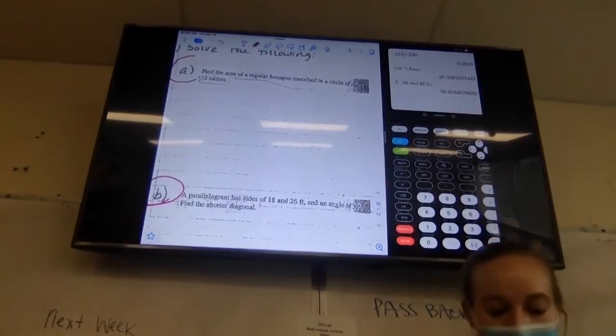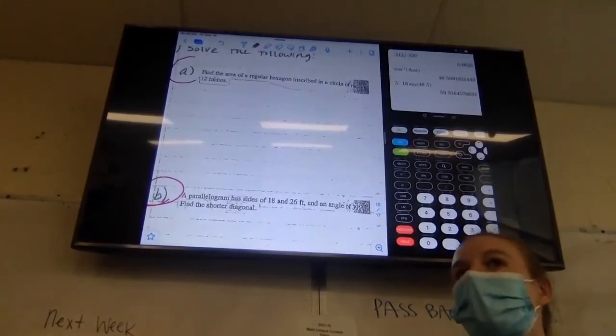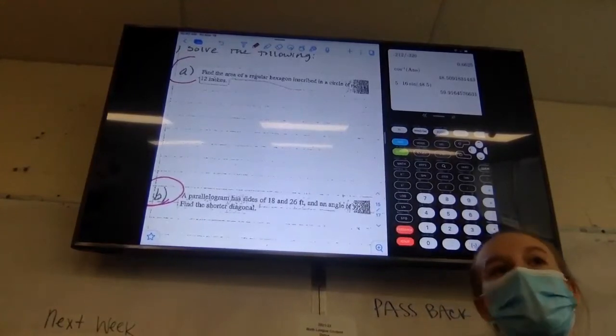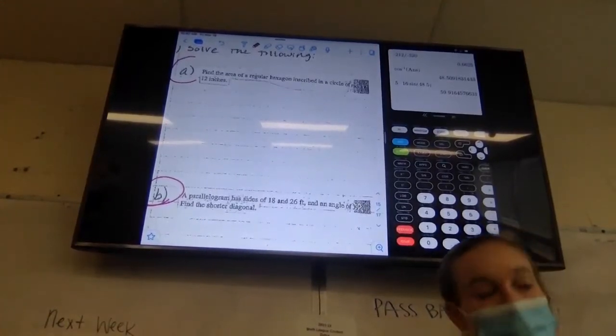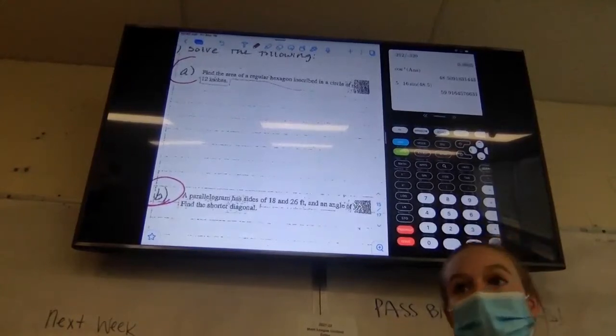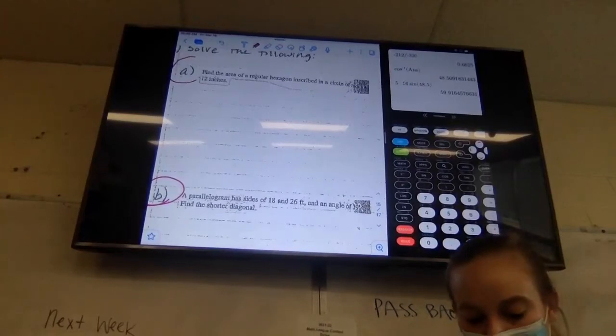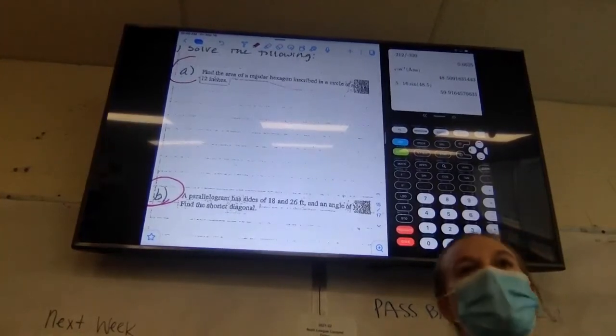Okay. So I've got 3 problems, and they look more confusing, but all they're using is law of cosine, law of sine, and then the area formula that we just learned. So let's draw a picture that's going to help us decide what we're going to use. The first one says, find the area of a regular hexagon inscribed in a circle of radius 12 inches.